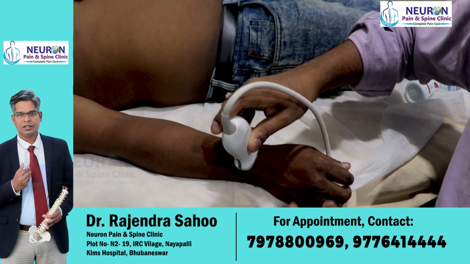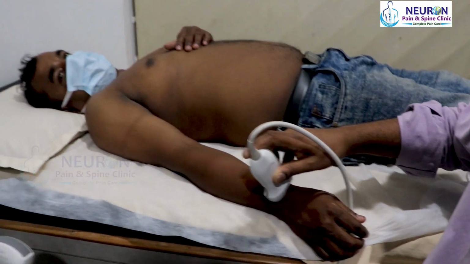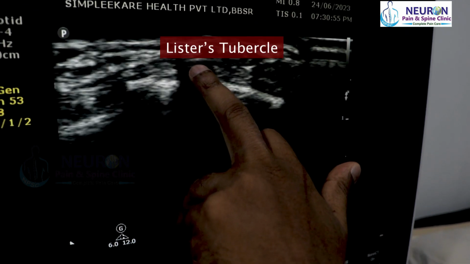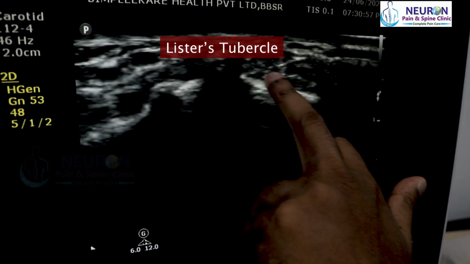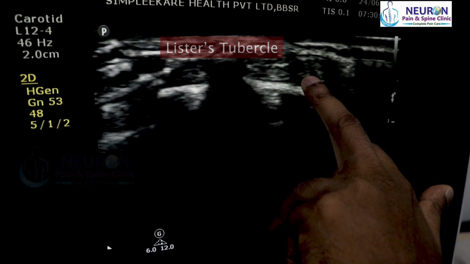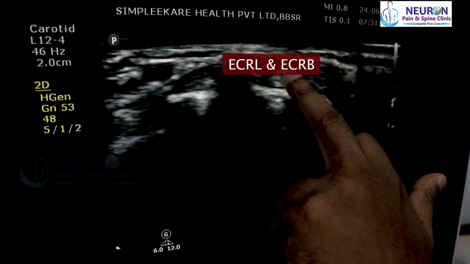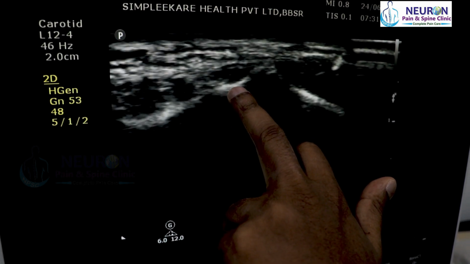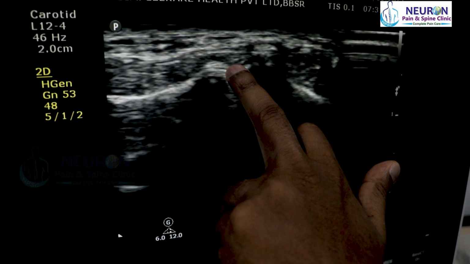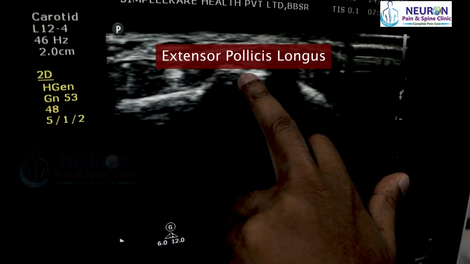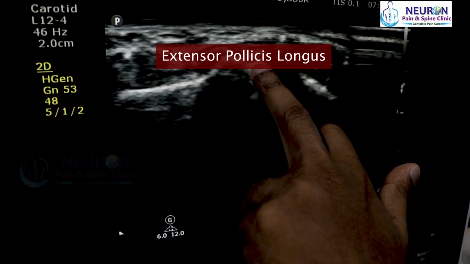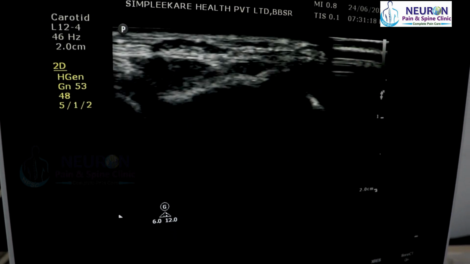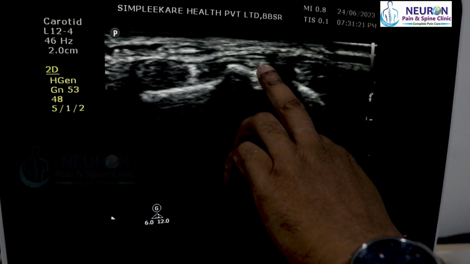Put the probe over here. What you see here, that pointed bone, is Lister's tubercle. The ventral or anterior part is extensor carpi radialis longus and brevis, the second compartment, and this is the small tendon here, the extensor pollicis longus tendon. That tendon on the other side of the Lister tubercle, extensor pollicis longus, is a very small tendon.